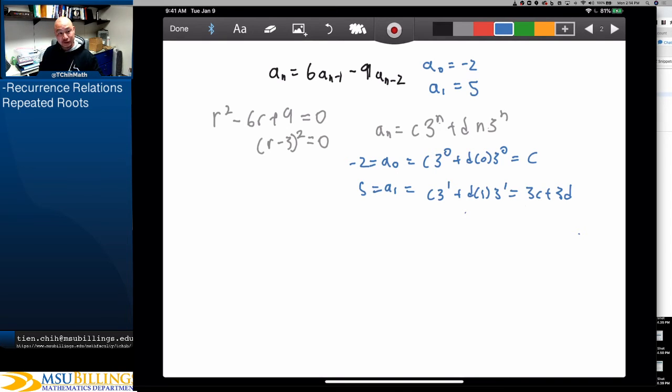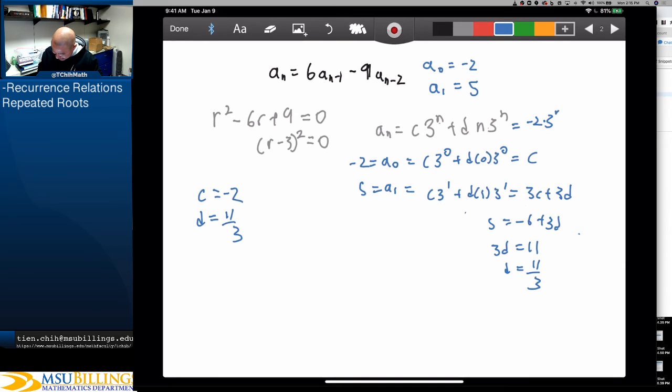Now, the first equation here just tells me right away that c is negative 2. Now, I could row reduce all this, but I think it's actually less work just to work this out. We note that 5 then is equal to minus 6 plus 3d. 3d is 11, d is 11 thirds. That's my other coefficient. So this whole thing is minus 2 times 3 to the n plus 11 thirds n times 3 to the n. So that is the closed form for a sequence which satisfies this recursive relation along with these initial conditions.